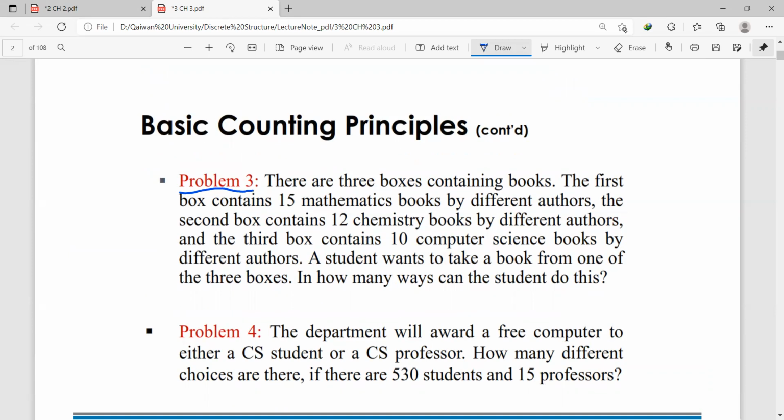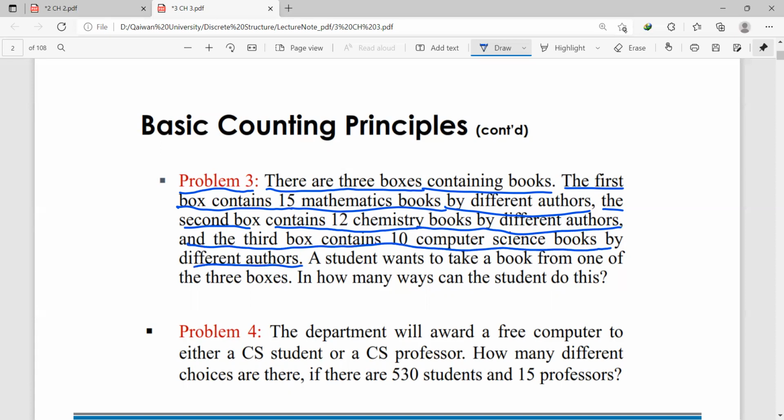In problem 3, these are only the types of problems which are in basic counting principles. We are going to solve some problems about it later on. Here, there are 3 boxes containing books. The first box contains 15 mathematics books by different authors. The second box contains 12 chemistry books by different authors. And the third box contains 10 computer science books by different authors. A student wants to pick only one book from one of the 3 boxes.